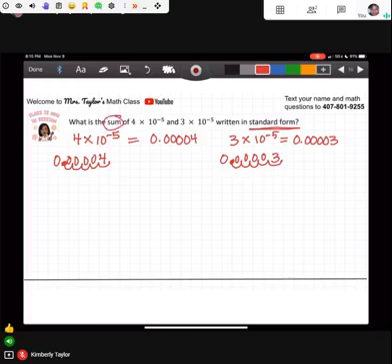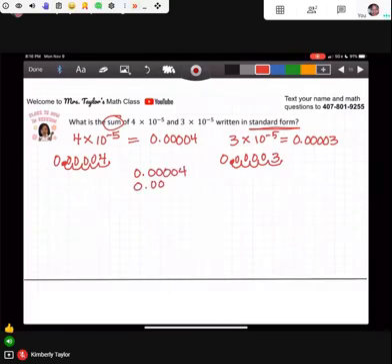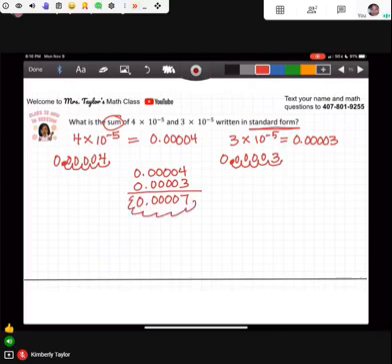And they say they want to know the sum. So you know sum means that you need to add these numbers together. And so we're just going to add them together. And that is our answer, 0.00007. Alright. Let's do another question.